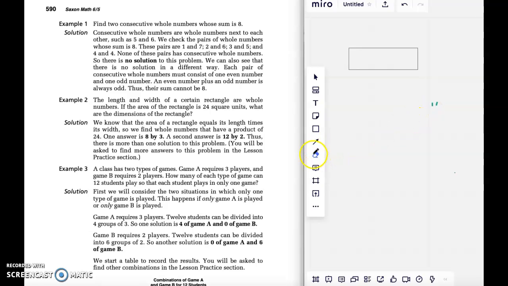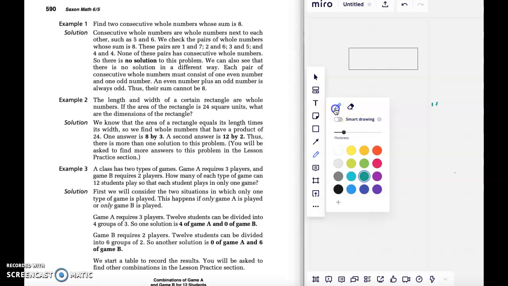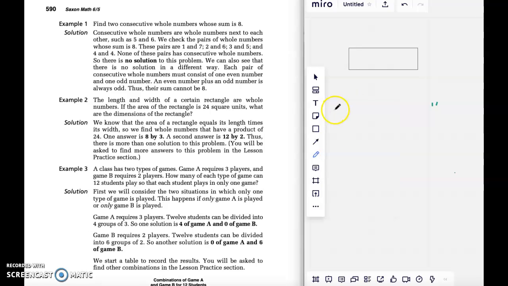Well, we've got to first think about how many players can play in one game at a time. So we know that game A requires 3 players. Game B, actually, I'm going to say B requires how many? 2 players. So I'm going to cross this out. I'm going to say A requires 3. So how many different games could you play?